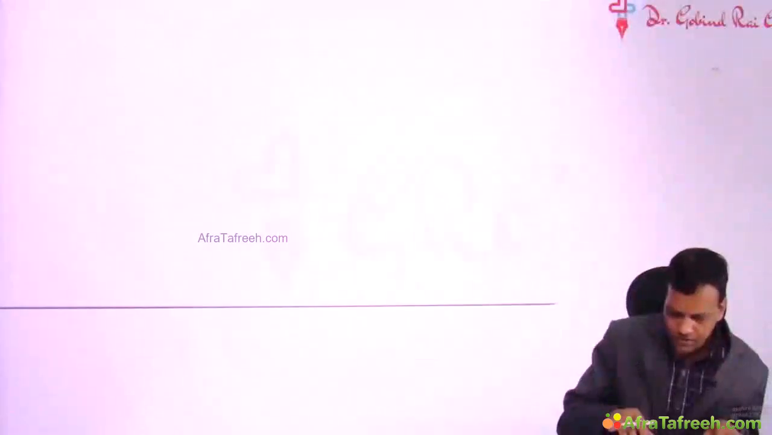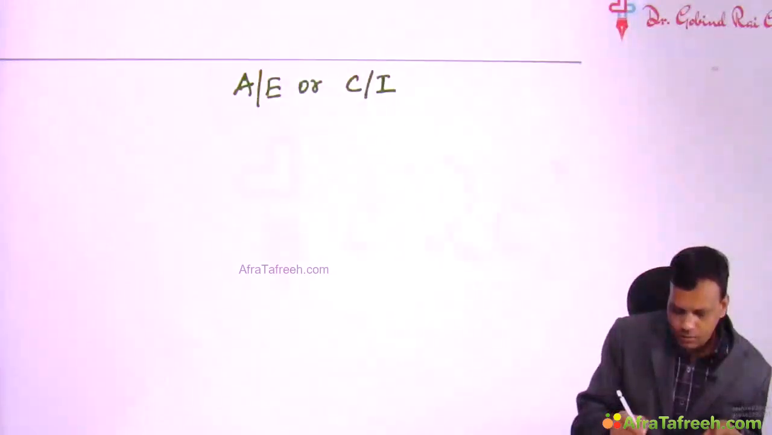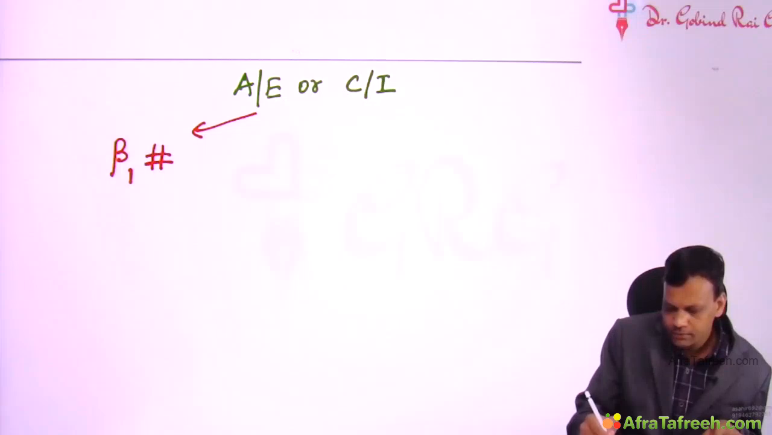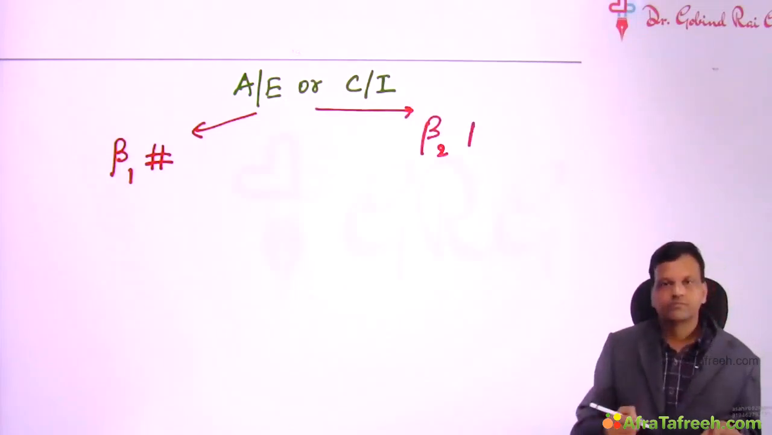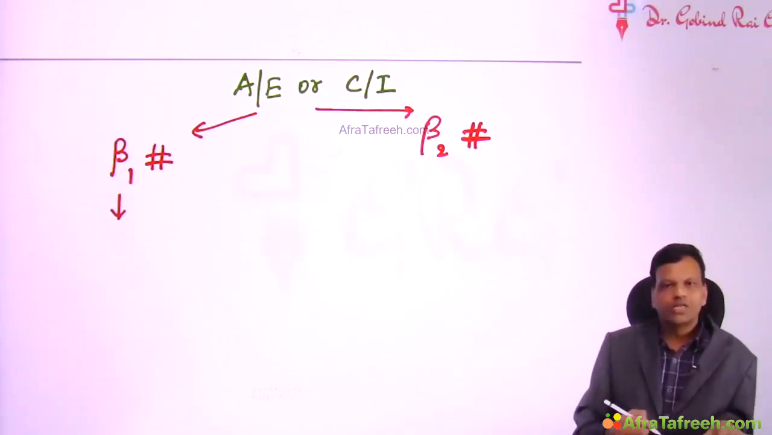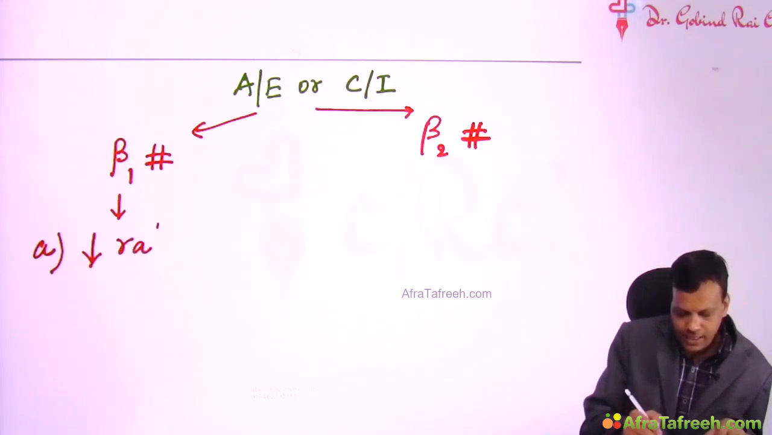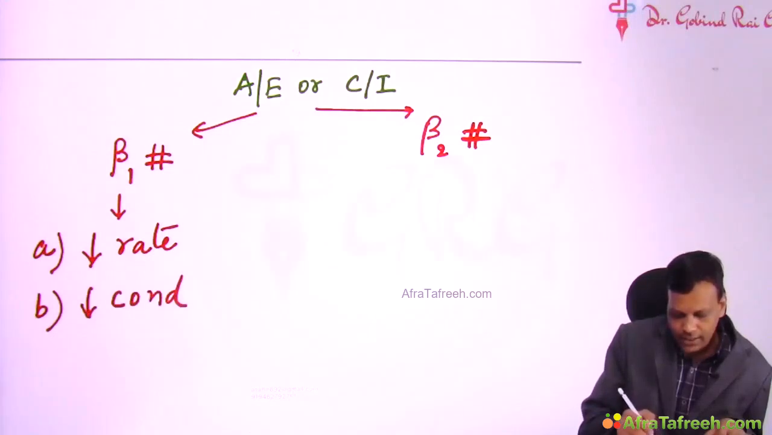Now coming to adverse effects or contraindications of beta blockers. Again, we can divide this into problems due to beta 1 blockade and problems due to beta 2 blockade. Beta 1 we know is present mainly in heart. So beta blockers will depress the heart. So they can depress three things in the heart. One, they can decrease heart rate. Second, they can decrease conduction. Third, they can decrease contractility.